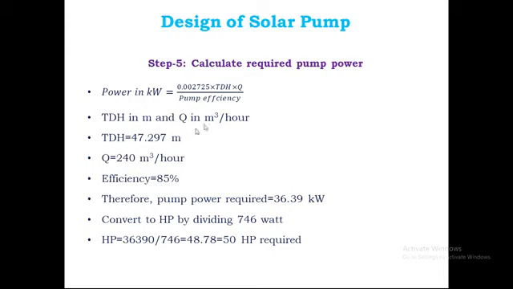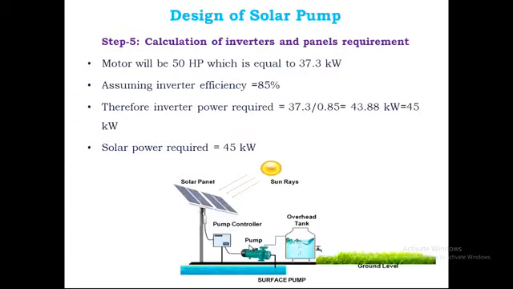Now you can calculate the pump power. So we know all this: total dynamic head TDH, the Q value. Pump efficiency I am assuming 85%. So I am substituting all this. Then pump power required equal to 36.39. Actually, it should be in horsepower. So to convert into horsepower, you have to divide it by 746. So you will get 50 HP required.